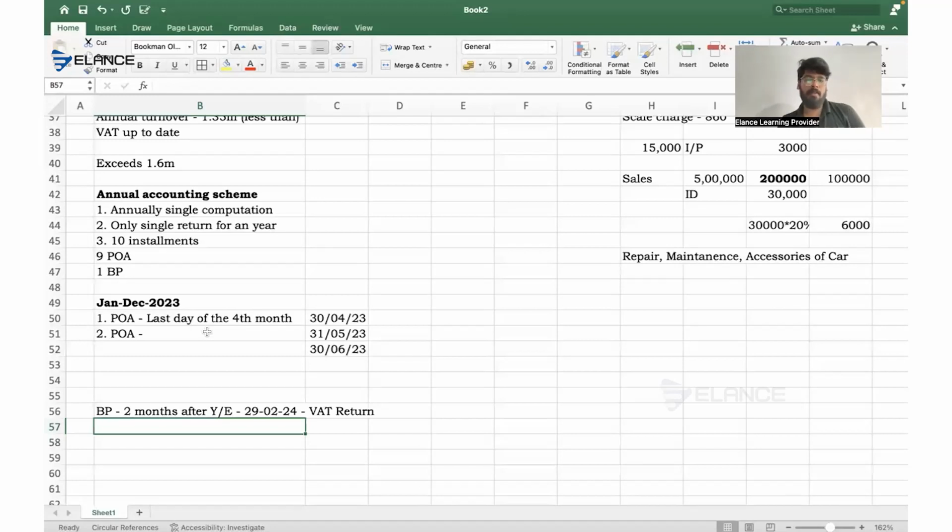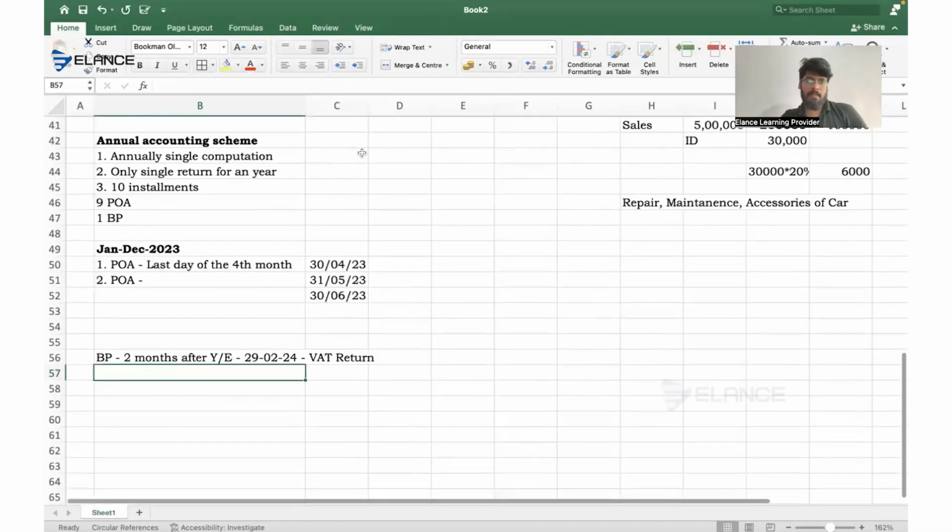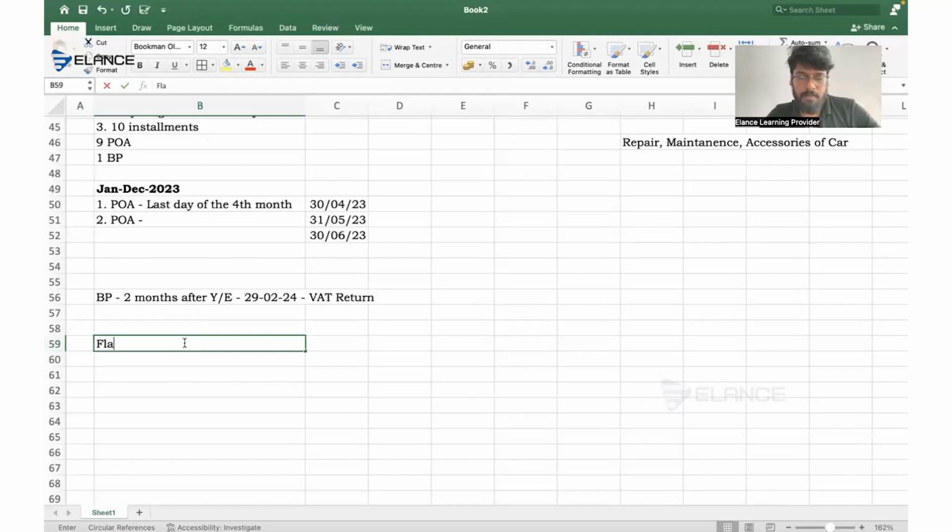This is how we make the payments. So this is all about the briefing on the annual accounting scheme, and the last scheme is the flat rate scheme.